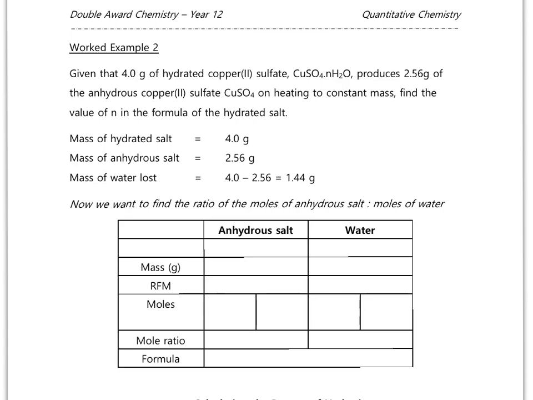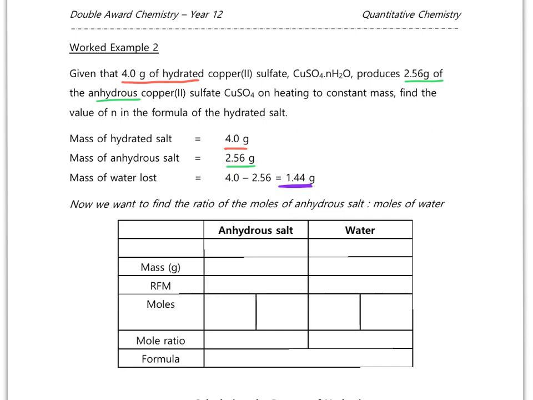Okay, so you can see here in the question, let me just highlight where we got that. So we've got 4 grams of the hydrated, okay, and that's written here. Produces 2.56 grams of the anhydrous copper sulfate. Okay, the difference between those two is going to be your mass of water. So that's what we'll always do: the hydrated, the anhydrous, and then we'll work out the mass of water.